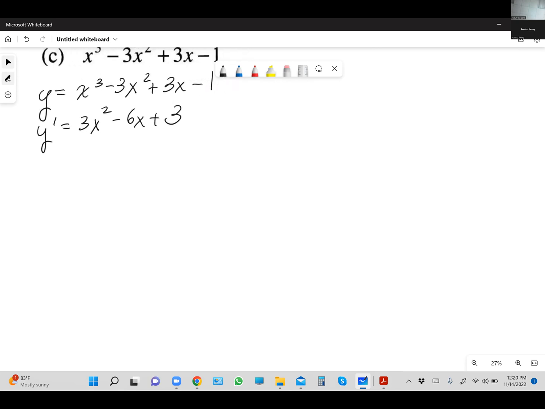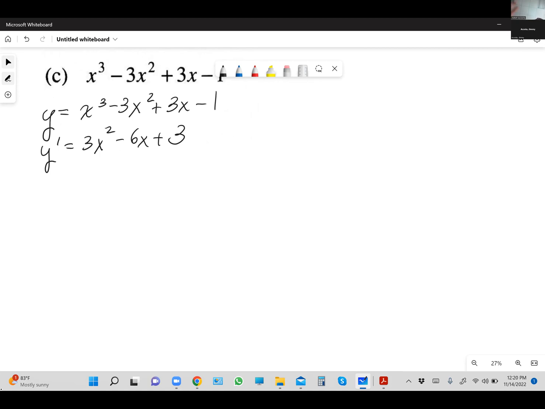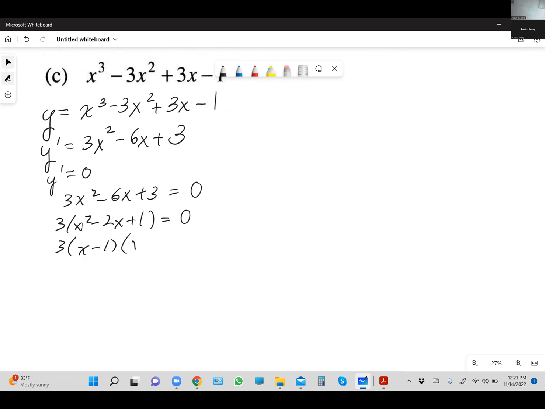Now, what I am going to do is figure out when it equals 0 first. So when is y prime equal to 0? 3x squared minus 6x plus 3 equals 0. 3 times x squared minus 2x plus 1 equals 0. So 3 times x minus 1 times x minus 1 equals 0. So you can see that x equals 1. It looks like there's only one stationary point.